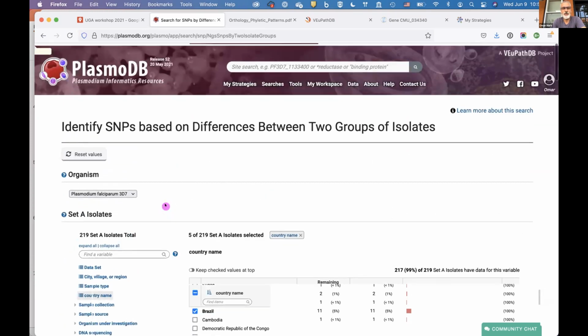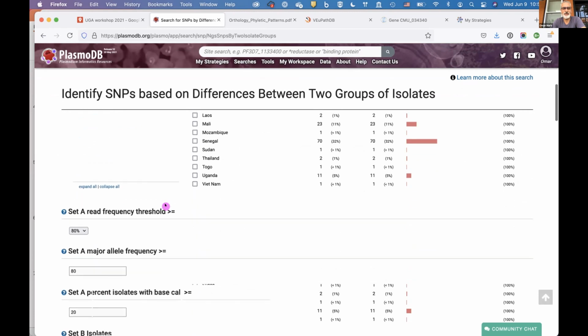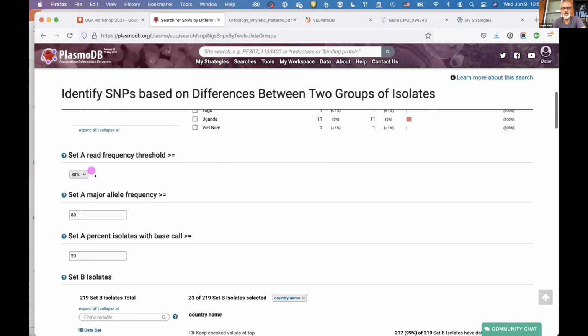But for each of them, you have to define some characteristics, right? And so for set A, you can say, well, I want to define the frequency. I want to define the major allele frequency or minor allele frequency, depending how you look at this, and also the percent isolates with a base call, okay? The frequency is something Catherine was talking about before, and this helps you define whether a polymorphism is haploid, diploid, or homozygous, heterozygous, or more, right?